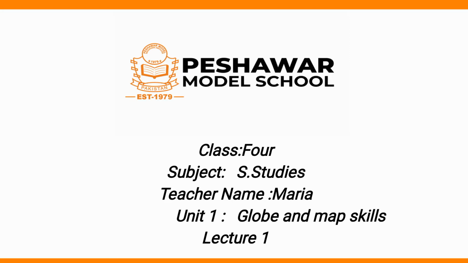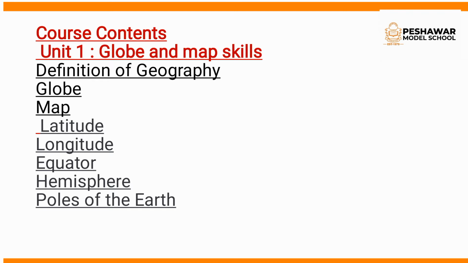We are going to start from our unit number 1, globe and map skills. This is your lecture number 1. I want to discuss the course contents related to this lecture. In this chapter you will be able to learn geography, definition of geography, globe, map, latitude, longitude, equator, hemisphere, poles of the earth. So these are topics related to lecture number 1.